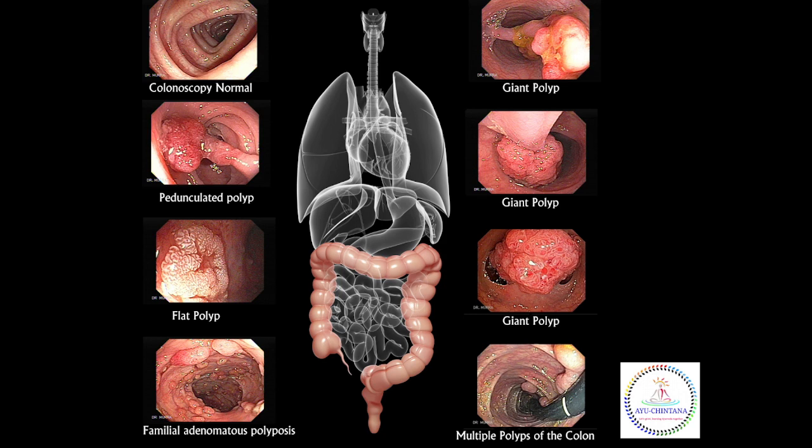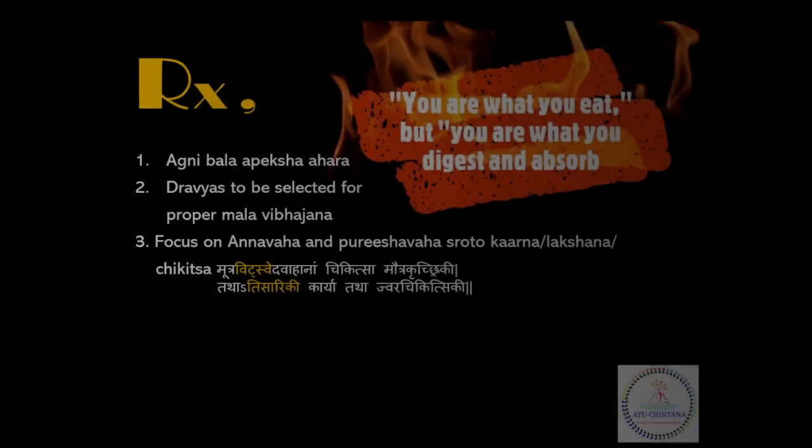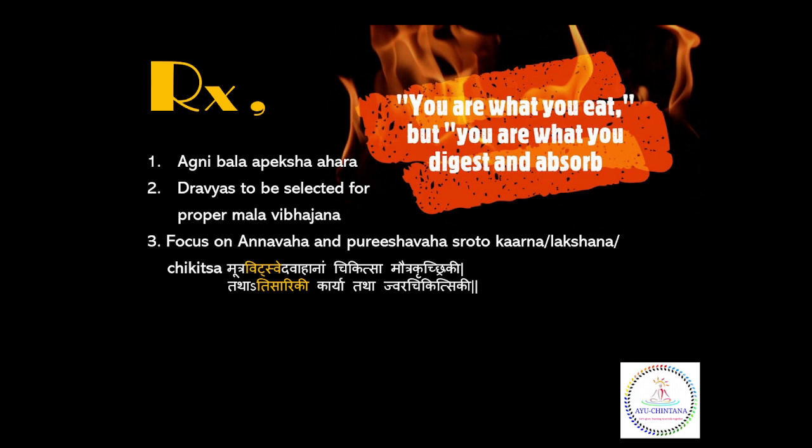So now, taking hints from these explanations, can we say that our second and third Chikitsa Sutra can be defined? First one, anyhow, we have established as Agni Bala Apeksha Ahara. Second one would be Dravyas which are related and selected for proper Mala Vibhajana. Third one is to focus on the Annavaha and Purishavaha Strotas, its Karana, its Lakshana, its Chikitsa. And while we speak about the Chikitsa for Vit related Strotas, the deviations from the normal physiology in the Purishavaha Strotas shall be treated according to the Atisara Chikitsa.